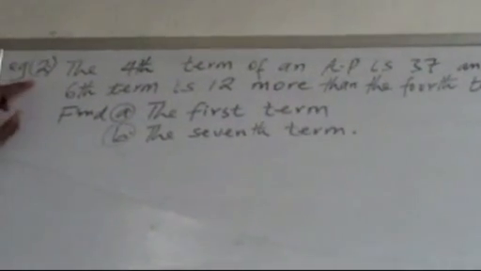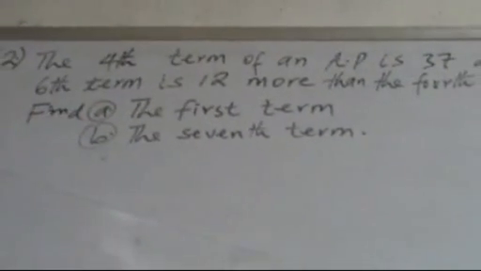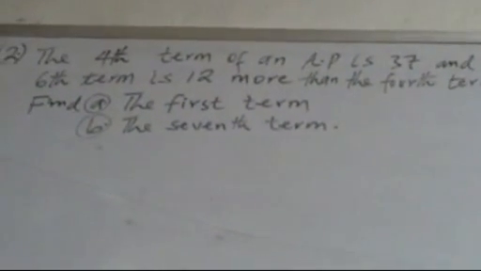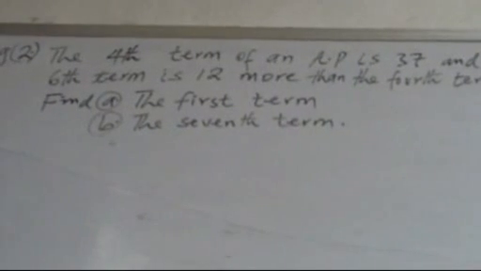Alright, let's take a look at the second example we have on the board here. The fourth term of an AP is 37, and the sixth term is 12 more than the fourth term. Find A, the first term, and B, the seventh term.